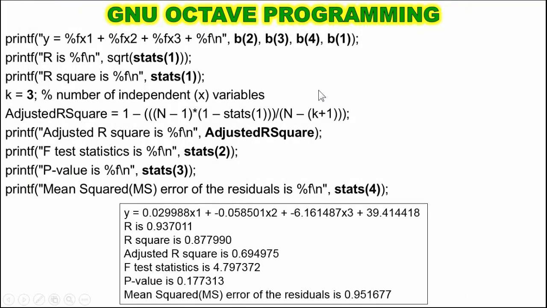The following GNU Octave code displays the multiple linear regression computational model. The correlations are the coefficient of determination r squared, the adjusted coefficient of determination r squared, the F-test statistics, the p-value, and the mean squared error of the residuals.